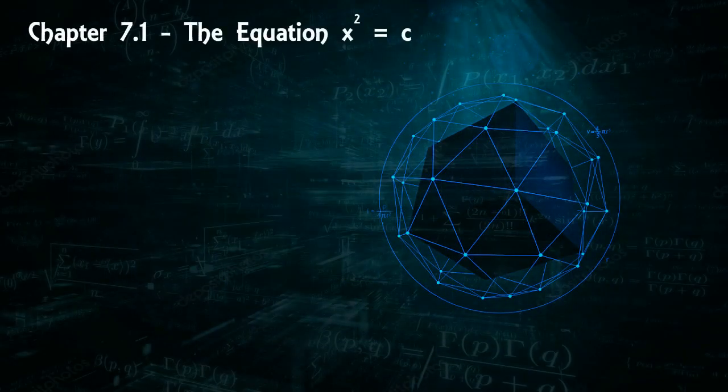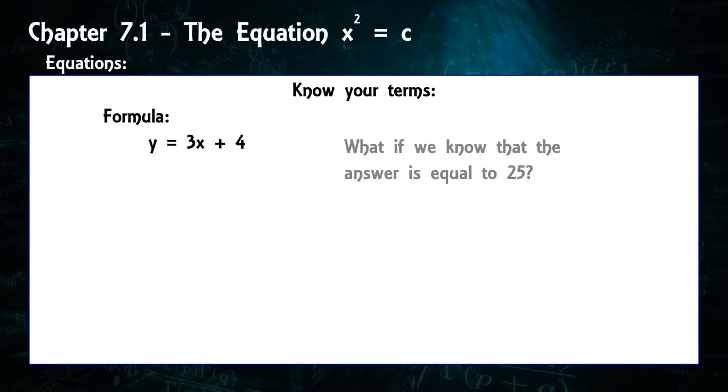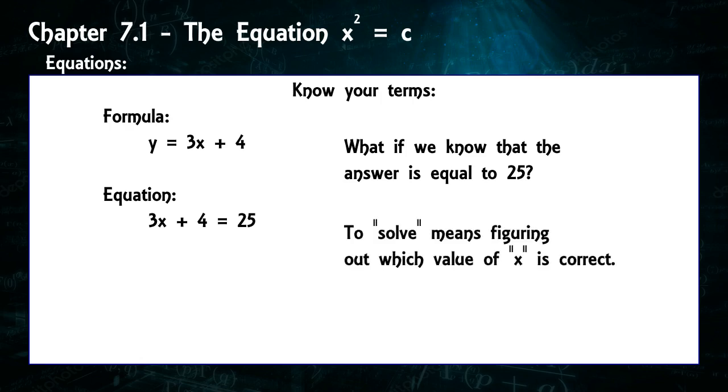Let's start by refreshing our memory. What is an equation? An equation is a formula for which we already know the answer. So something like 3x plus 4 is equal to 25. And solving this equation means we need to figure out for which value of x the formula is correct.